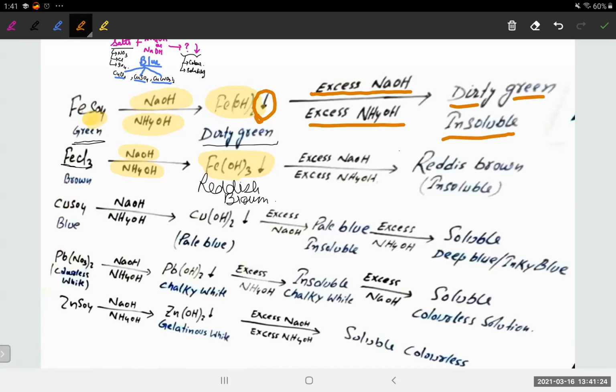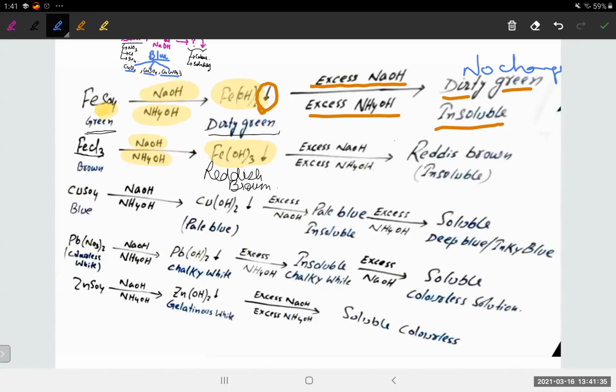That means, what is the conclusion? No change. Yes or no? No change is taking place. We are moving on to the second reaction. What was happening in that?